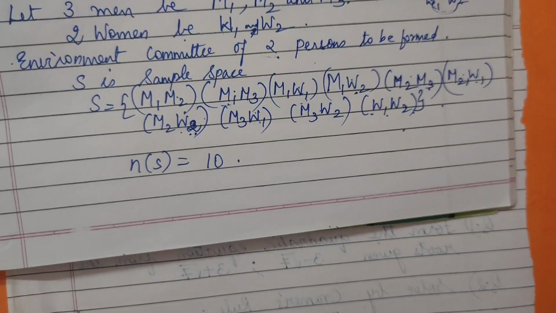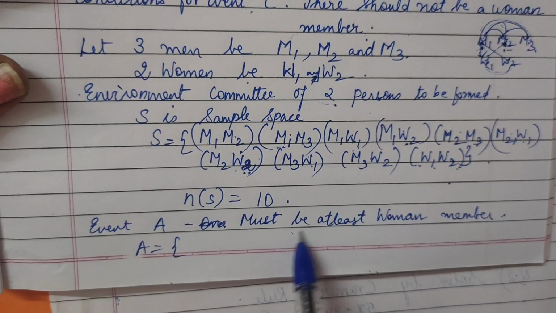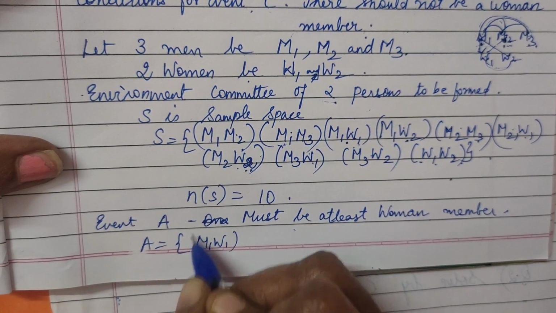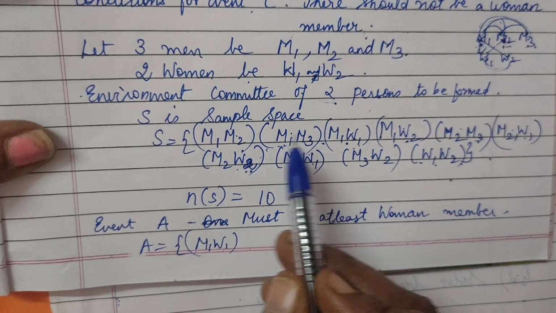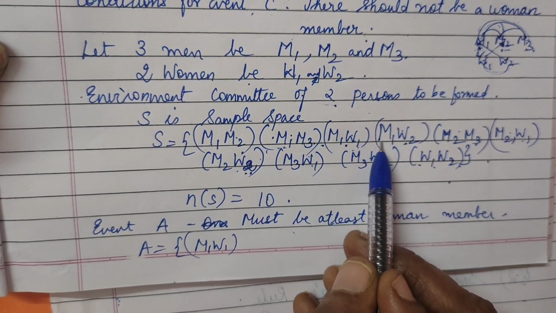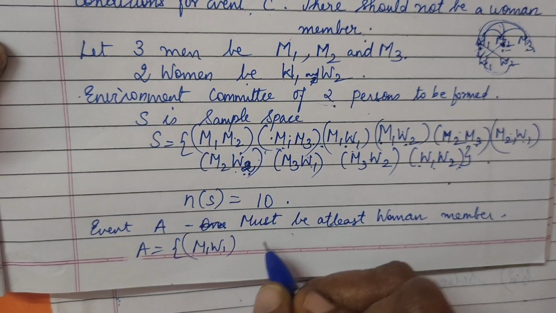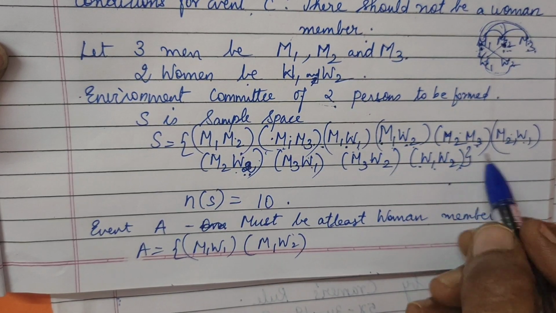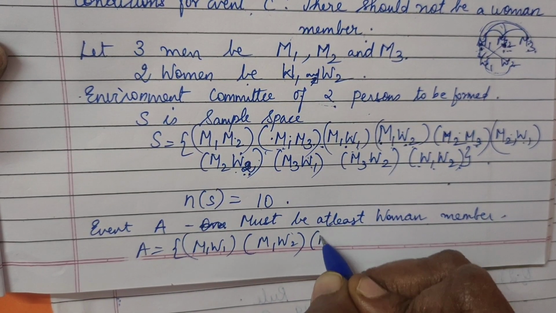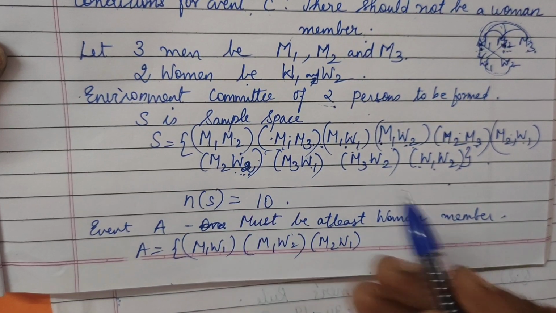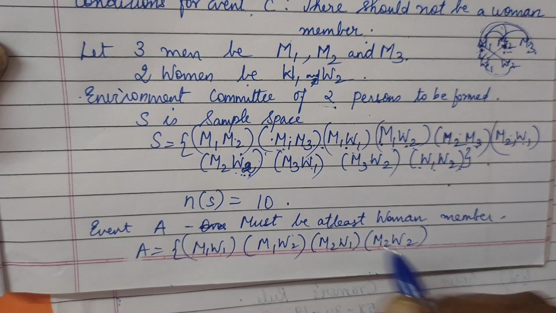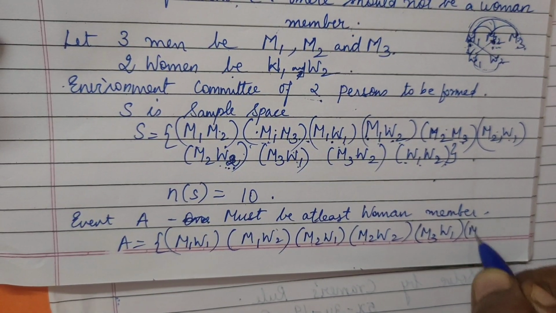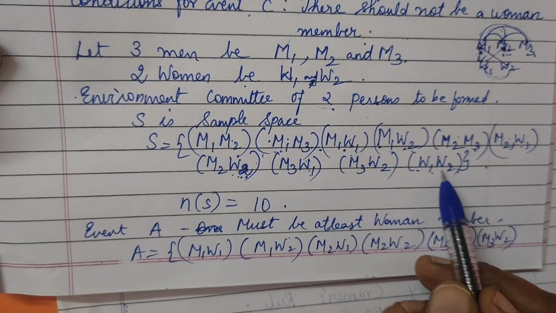Okay, so we will write event A here. At least one woman, wherever we have seen, we will pick up and write: M1, W1. And why am I putting a bracket? So that it won't interfere with the other elements. That would be very easy for us. M1, W2. Okay, and here M2, W1. Wherever we can see the women, we write M2, W2 and M3, W1 and M3, W2.